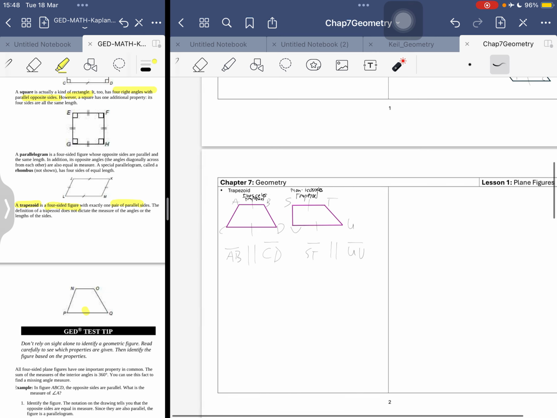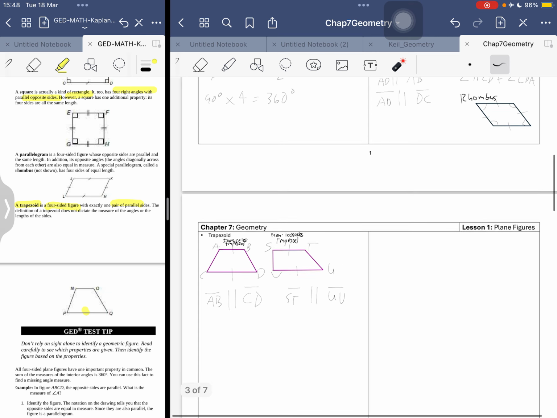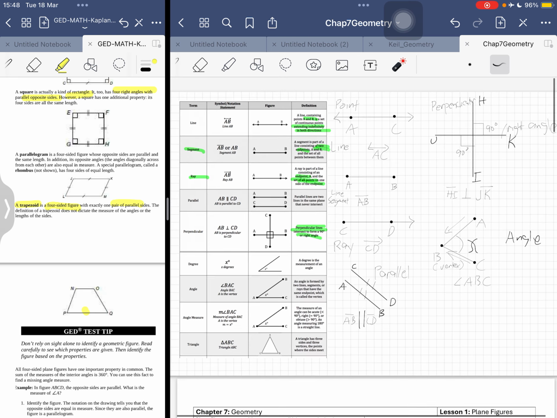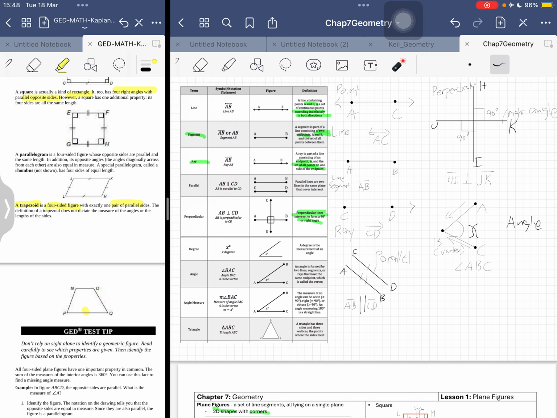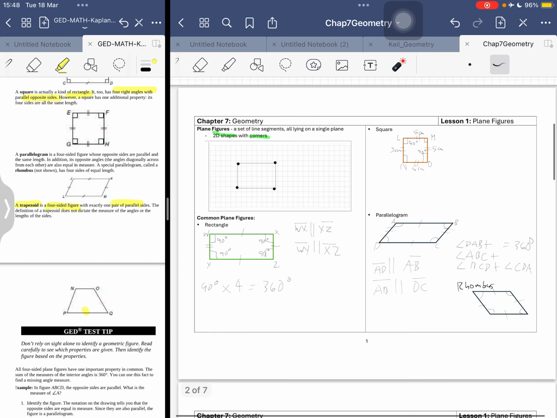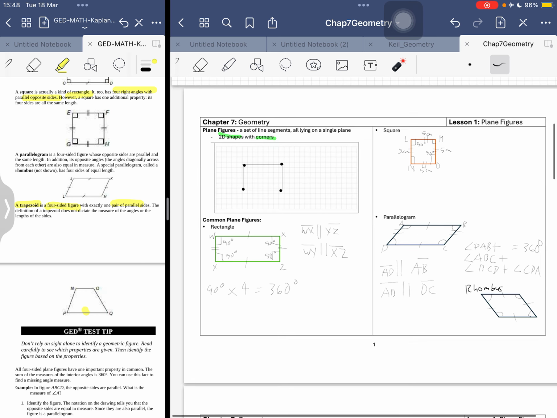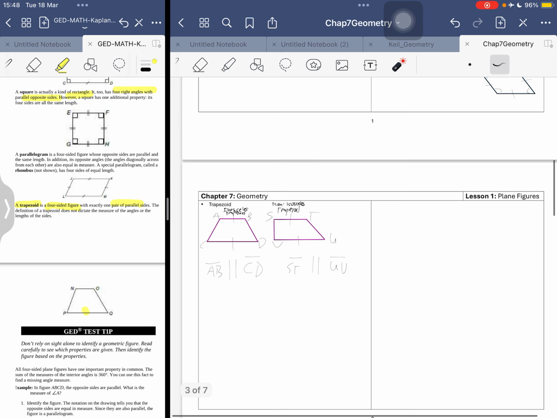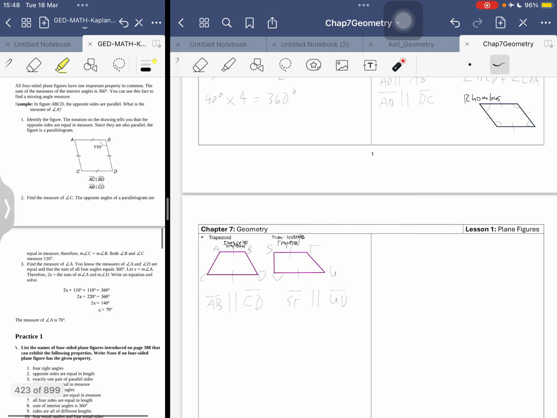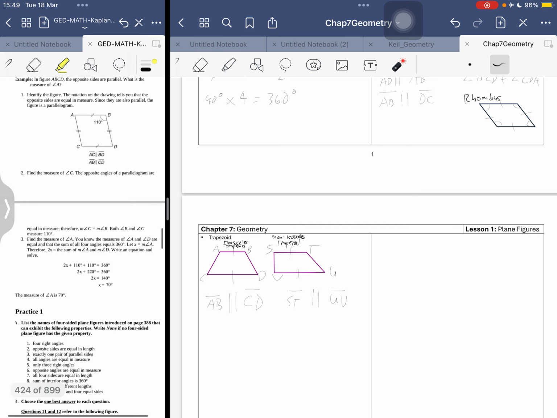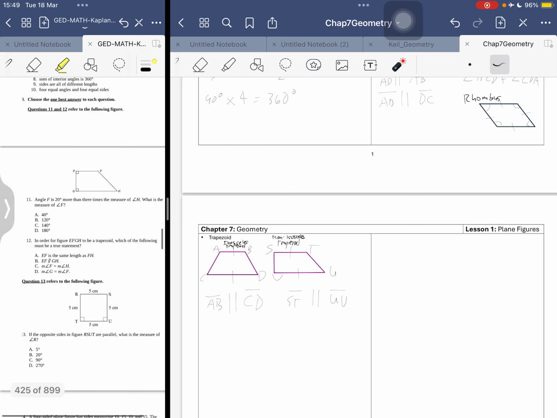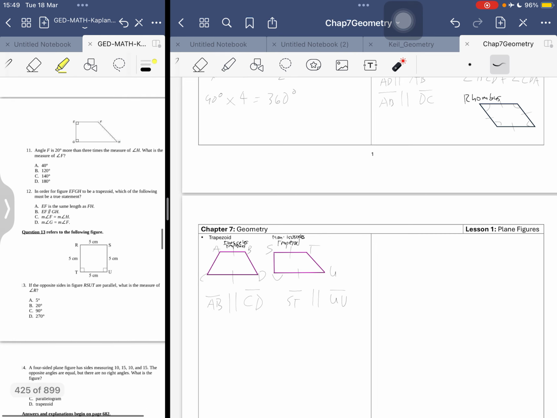And then, that's it for lesson 1 about plane figures. Again, first remember the common terms about geometry, and then the common plane figures, which are rectangle, square, parallelogram, and trapezoid. You can answer the practice questions here. You can refer to your book and answer by yourself. Then we will check it later.